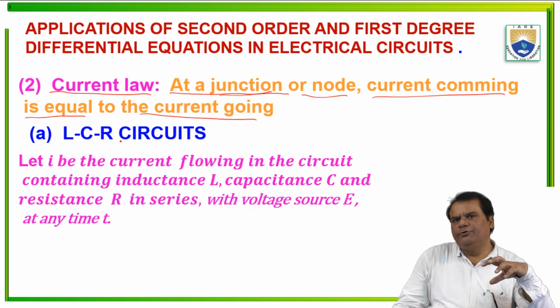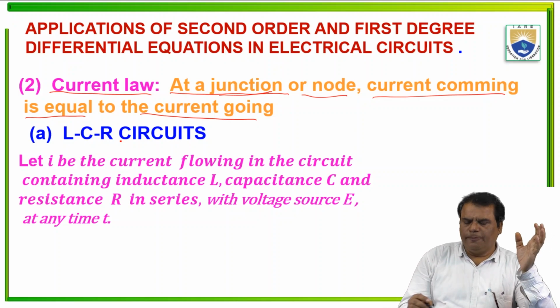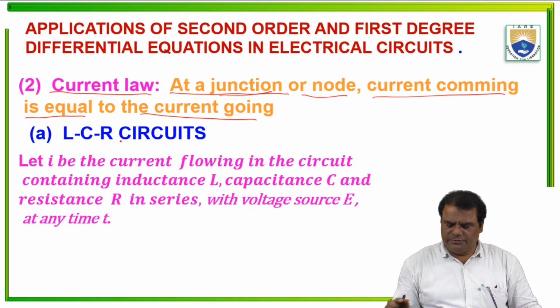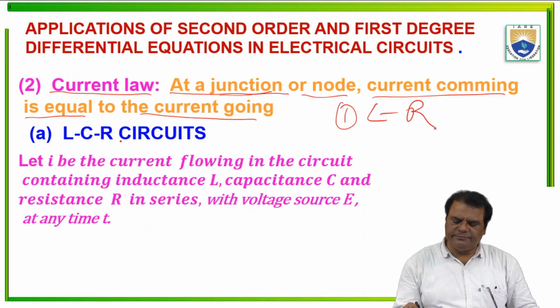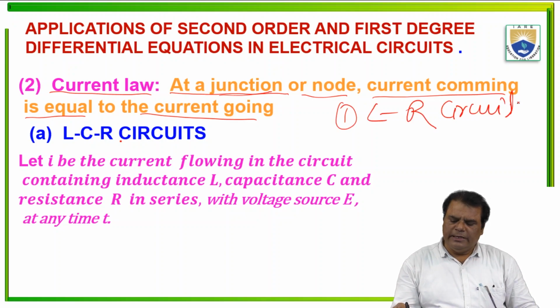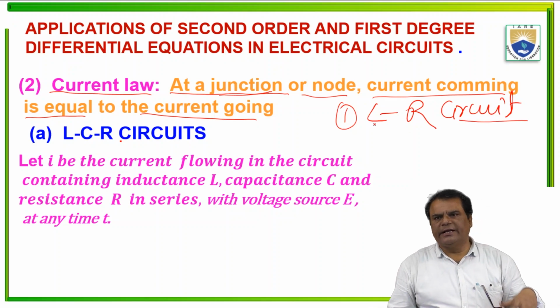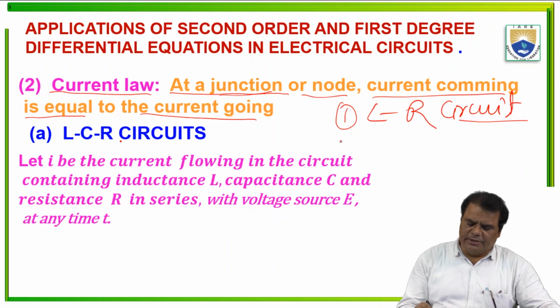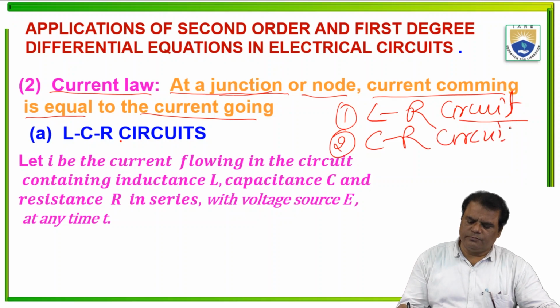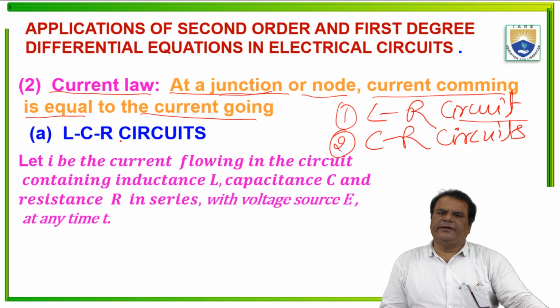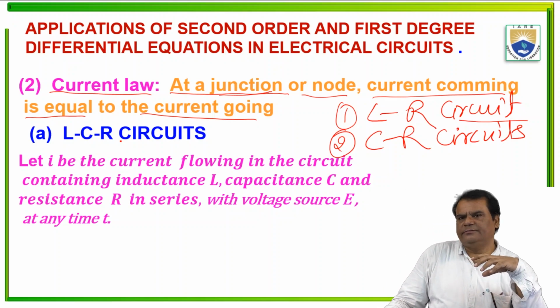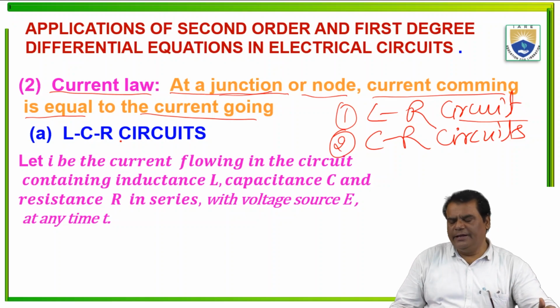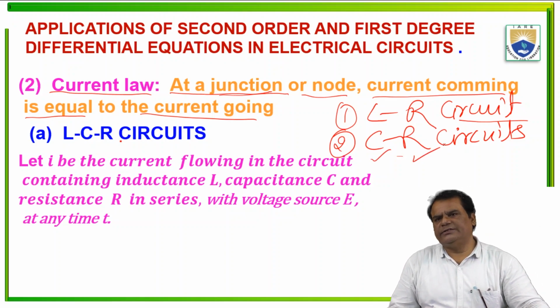So now I want to discuss circuits. How many types of circuits? There are basically three types of circuit. Number 1, LR circuit, which means a circuit containing inductance and resistance. Number 2, CR circuit, which is a circuit containing capacitance and resistance.